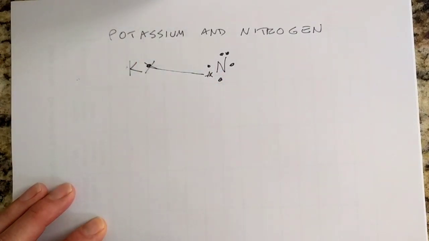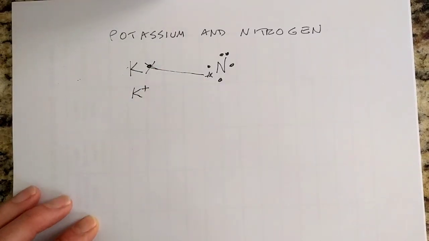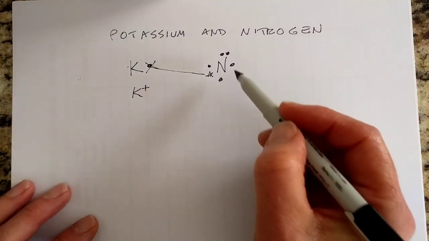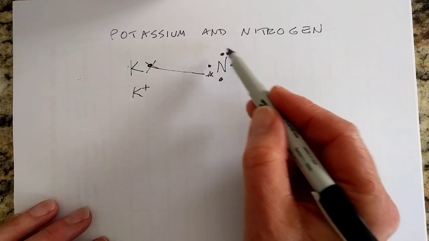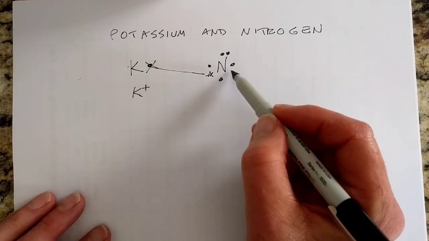And potassium loses its valence electron, so potassium becomes K plus. You lose one negative, you become one positive. So potassium's done. It emptied out its valence shell. Nitrogen wants to get 8. It needs the octet. So we need another electron to go right here.